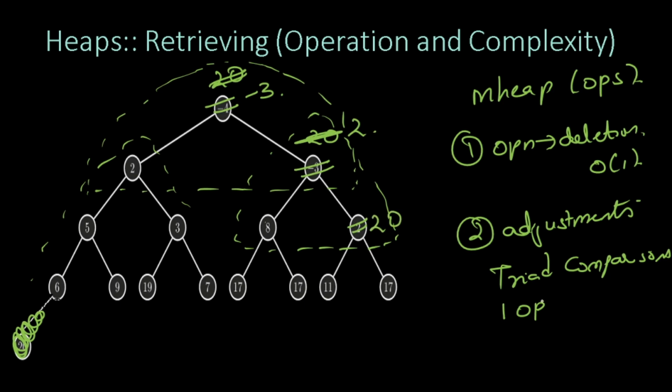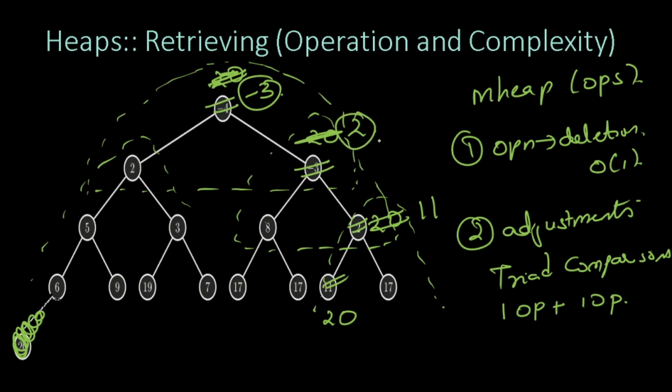Okay. Now that is one more operation. Now 20, 11 and 17. We have to do a triad comparison here. 11 is the smallest, 20 is larger than 11. So we will make 20 into 11 and 11 into 20. So now finally we have minus 3, 2, 11 and 20. It is retaining the property of a min heap.